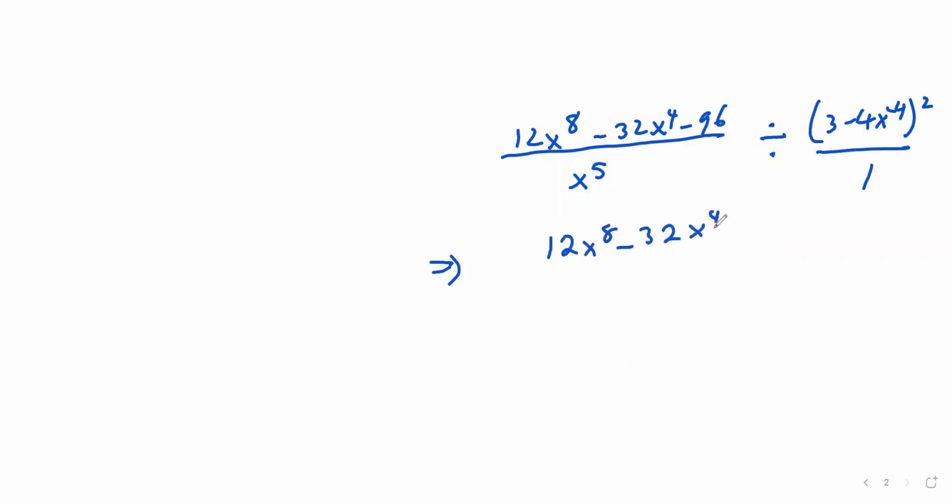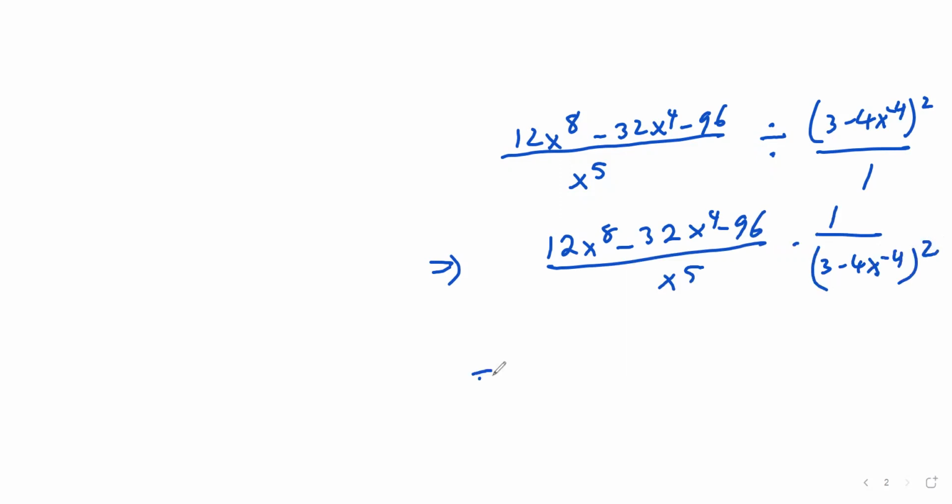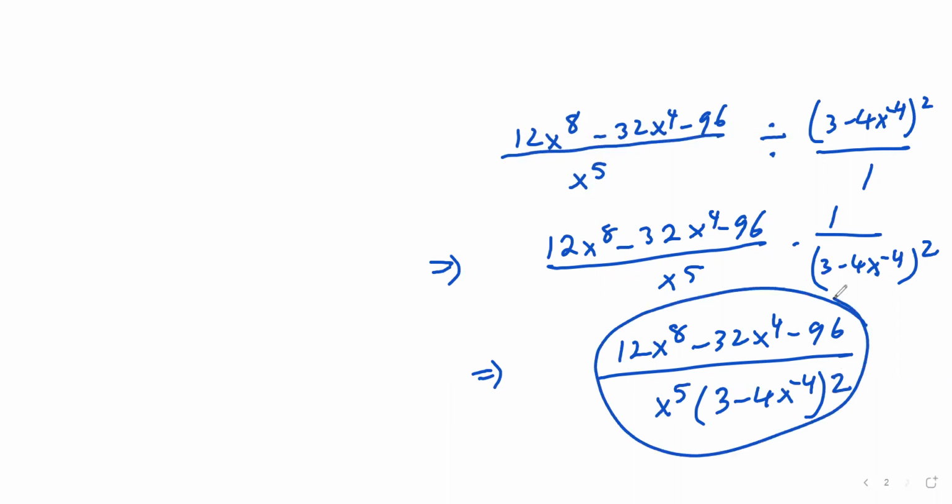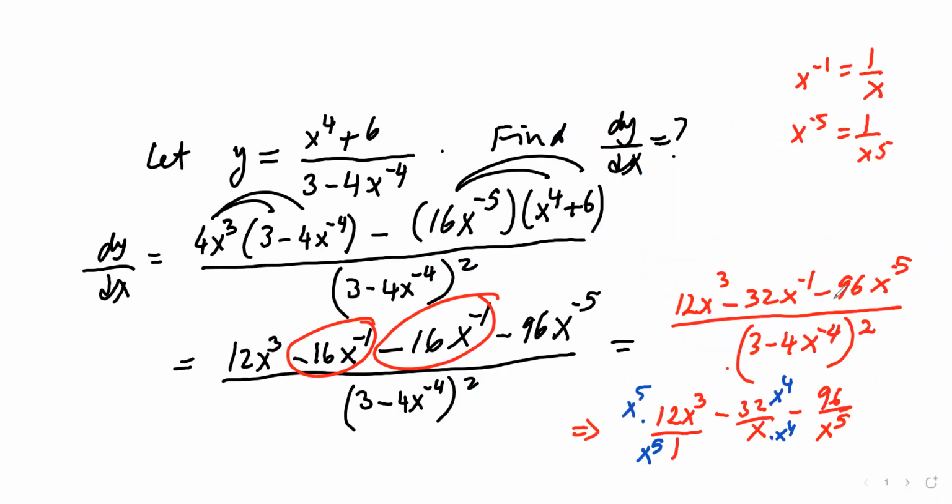12x to the 8 minus 32x to the 4 minus 96 over x to the 5, times 1 over 3 minus 4x to the negative 4, squared. And then we can multiply the top because we're multiplying two fractions now. Negative 96 over x to the 5 times 3 minus 4x squared. So this could be an alternative expression, but I'm assuming that this should be fine. You can also just leave it like this. This will do it. Yeah, so that's it.